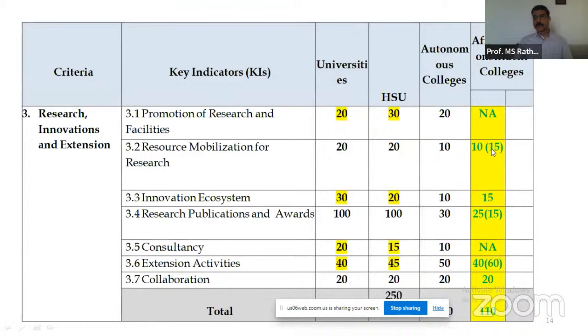The figure in the bracket was the previous one, and the figure beside that is the currently existing one. So in the 3.2, you can see, for example, the criteria 3.1 is not applicable for the affiliated colleges, so it has been removed. And then 3.2, it has been mentioned that there are 10 matrices, 10 marks allocation for this particular one. Previously, these were 15. Likewise, there are different allocations of the marks in the different key indicators.